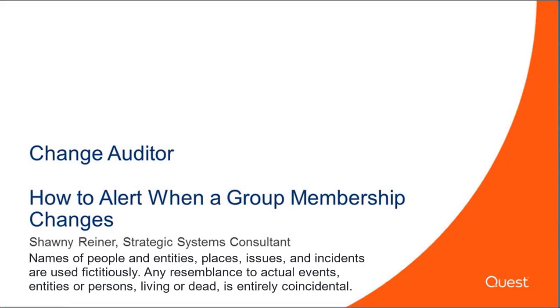This is a Change Auditor for Active Directory tutorial that will show you how to create an alerting search that alerts when the membership of a specified Active Directory group or groups is modified. The functionality demonstrated in this tutorial applies to any 6.x version of Change Auditor for Active Directory, and you must have a valid Change Auditor for Active Directory license installed.